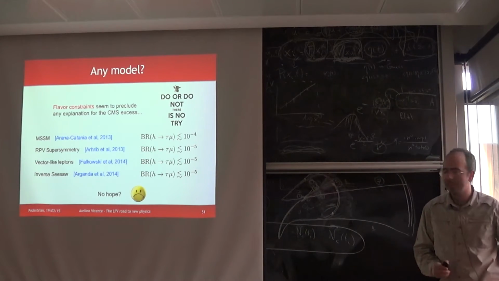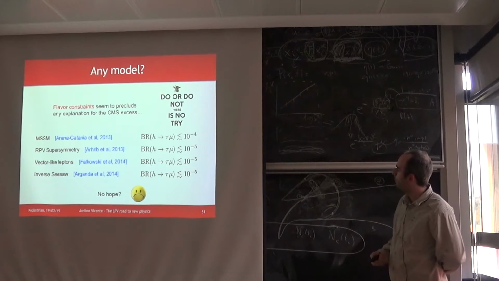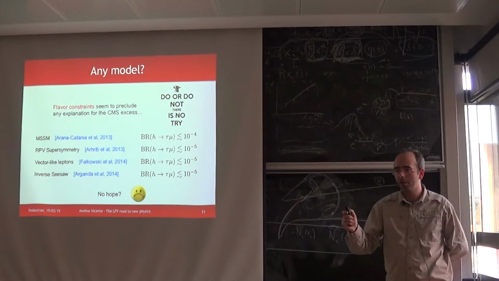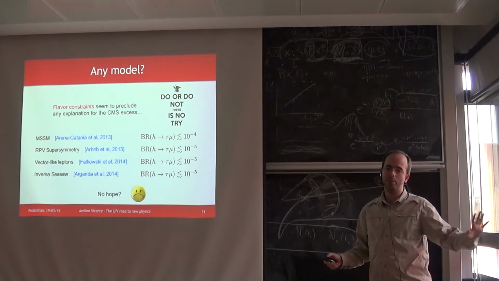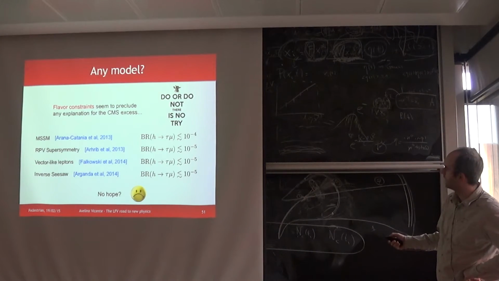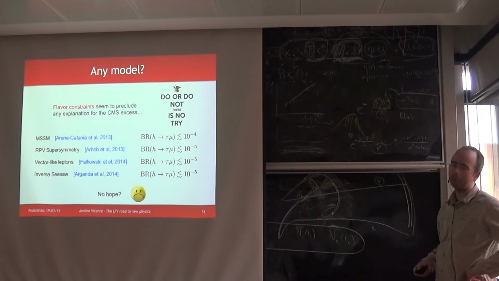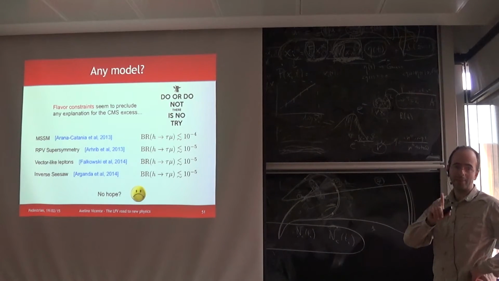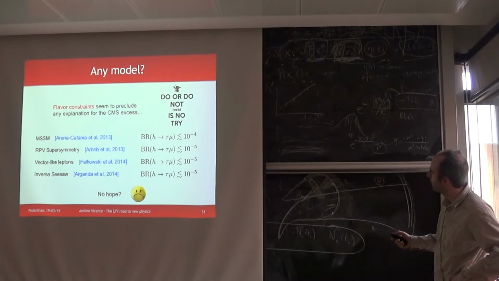In fact, people started to work on this, as you see, in the last 2 years. And many people tried to find a model in which everything is consistent and you can have Higgs to tau mu at the level of 1%. And they failed, basically. So, for example, these people working in the MSSM found that the best you can do is 10 to minus 4. And we're talking about 1%, which is 10 to minus 2. So it's 100 times smaller than that.